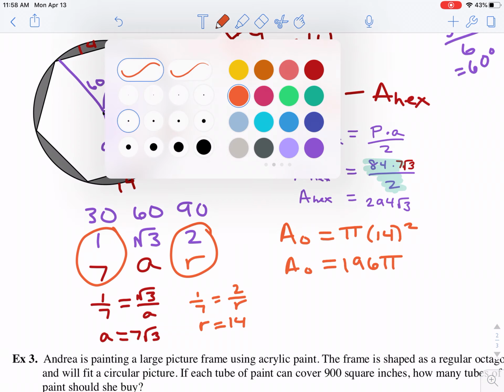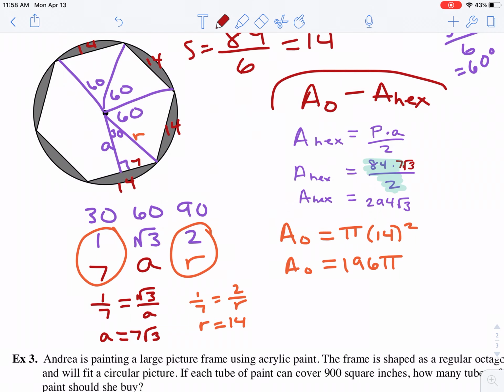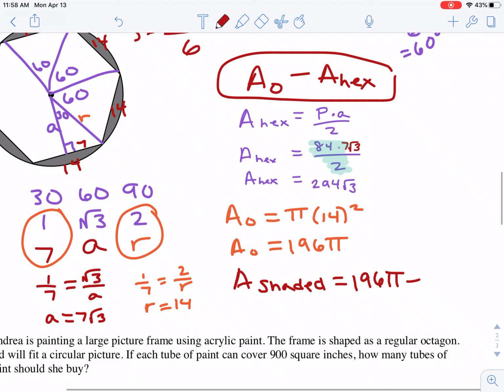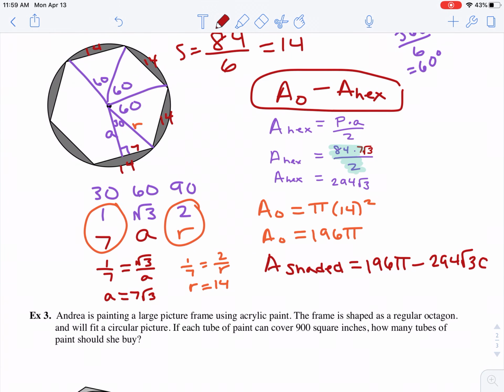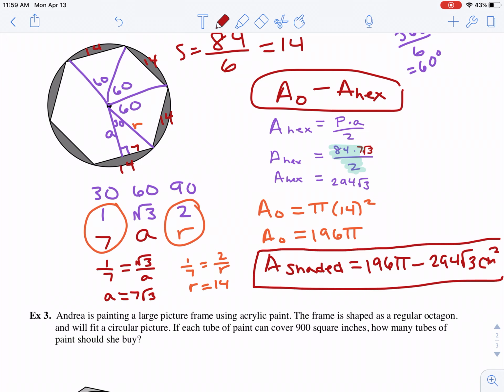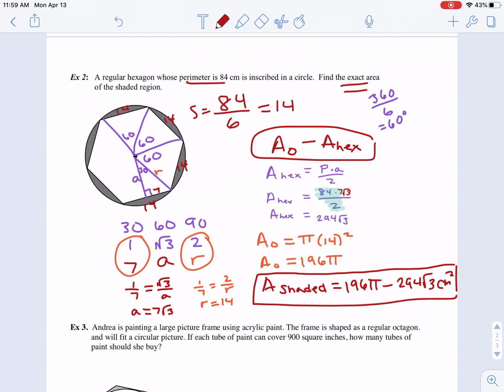So now that we've found this, we have to go back to our very beginning. We're trying to find the shaded region, and the area that's shaded is going to be the area of the circle, so 196 pi, minus the area of the hexagon, which is 294 root 3. And my units are going to be centimeters squared. And we can't simplify this anymore because those are not like terms. So that is my final answer written exact.